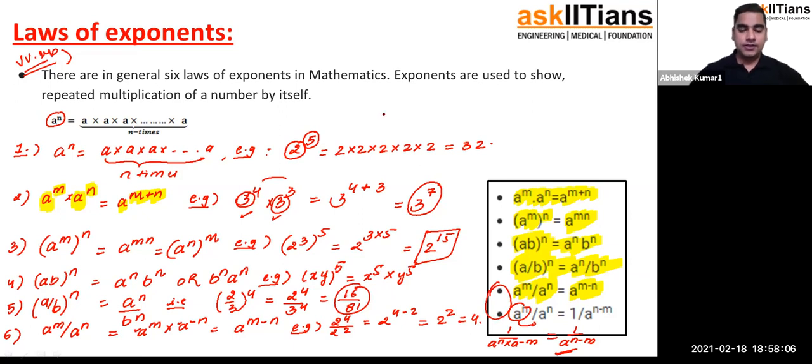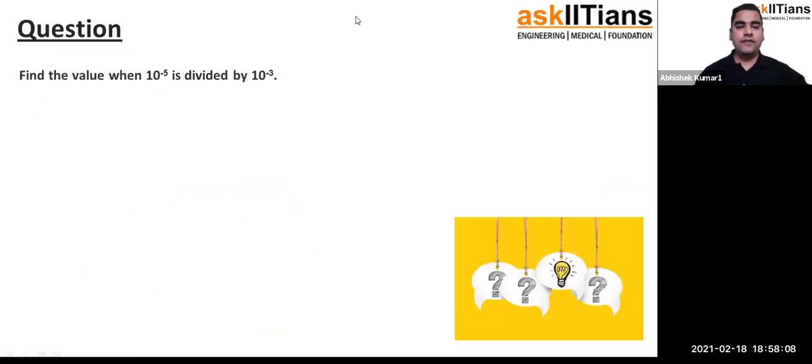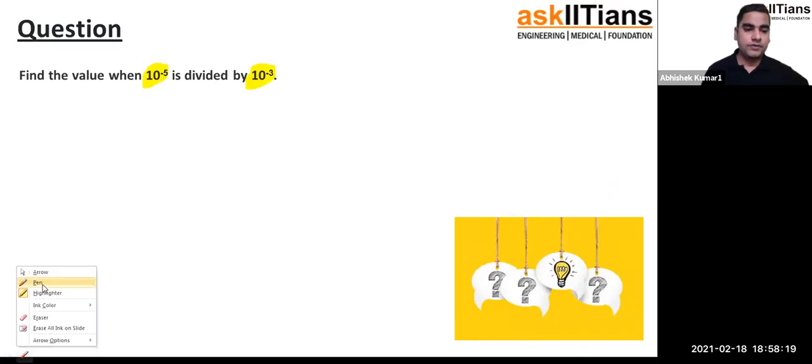All right, done. Okay. So here we have the application. It says we have to find the value when 10 raised to the power minus 5 is divided by 10 raised to the power minus 3. So it's very easy, right?